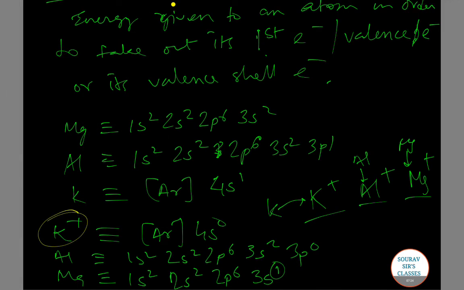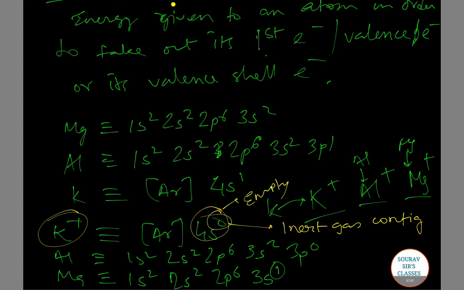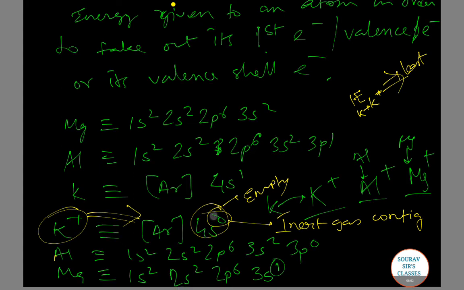here K plus has a 4s0 configuration, so basically it has gained an inert gas configuration owing to the first ionization energy, because it has 4s0 which is an empty shell, and hence its configuration is same as that of argon which is an inert gas. So it has attained inert gas configuration, which is the dream of any element. So the ionization energy of K plus, that is ionization energy to transform K to K plus, will be the least, because it has become stable due to the first ionization energy.